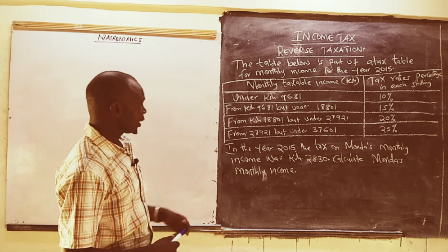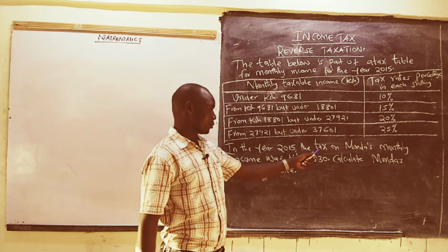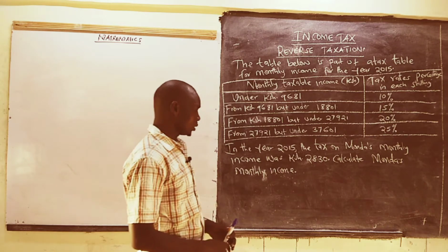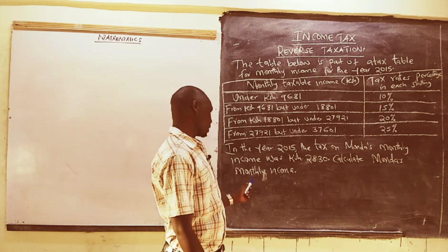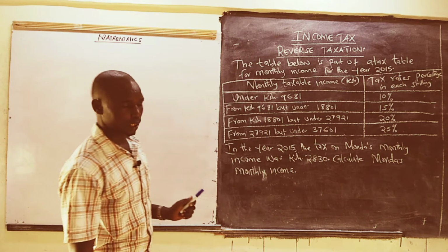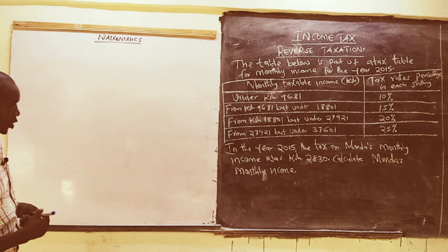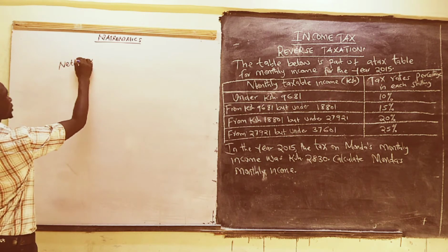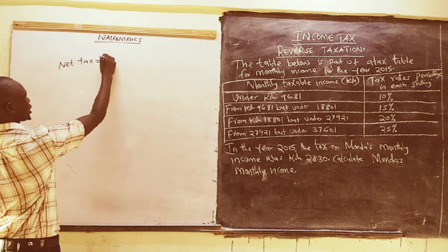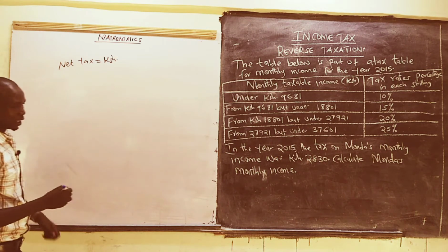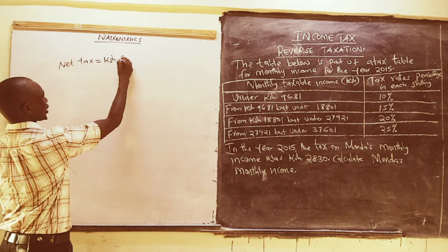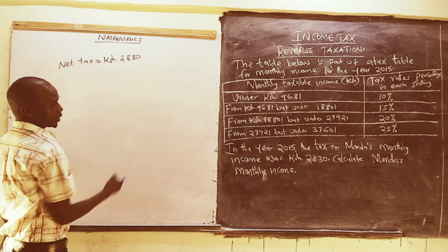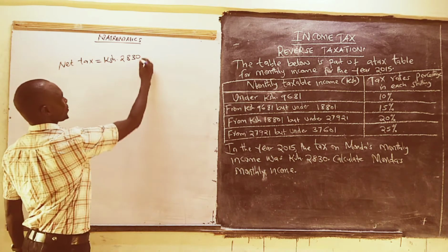1. In the year 2015, the tax on Monda's monthly income was Kenya shillings 2830. You are supposed to calculate Monda's monthly income, what we can call taxable income. So, what we have been given is the net tax, and our net tax is Kenya shillings 2,830, and that one is per month.